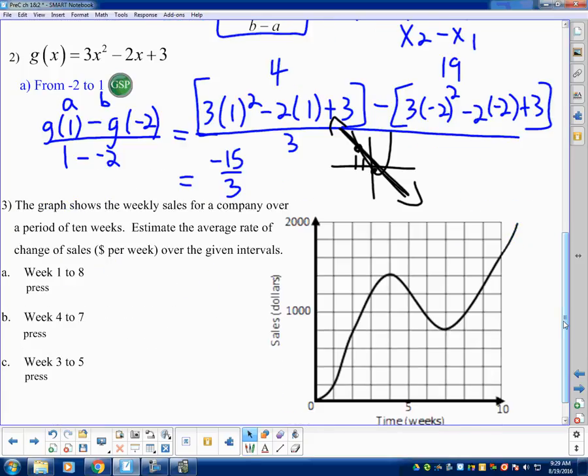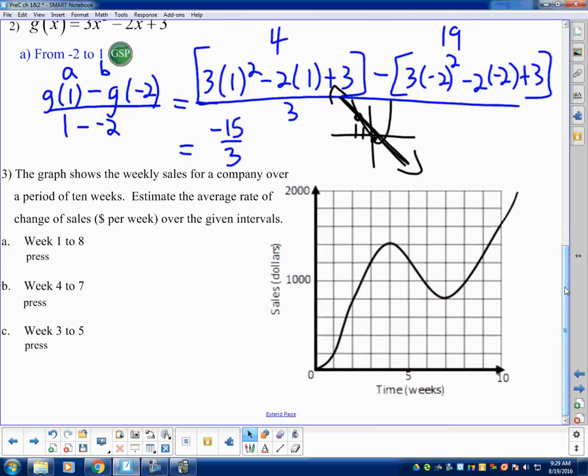The graph shows the weekly sales for a company over a period of 10 weeks. Estimate the average rate of change of sales over the given intervals. So what we're going to do is, over any specific interval, say from week 1 to week 8, you see it here, week 1 to week 8, we're going to find the slope of that green line. So you would just calculate the slope by finding the two coordinates and then using your y2 minus y1 over x2 minus x1 equation. So go ahead and figure out the coordinates here.